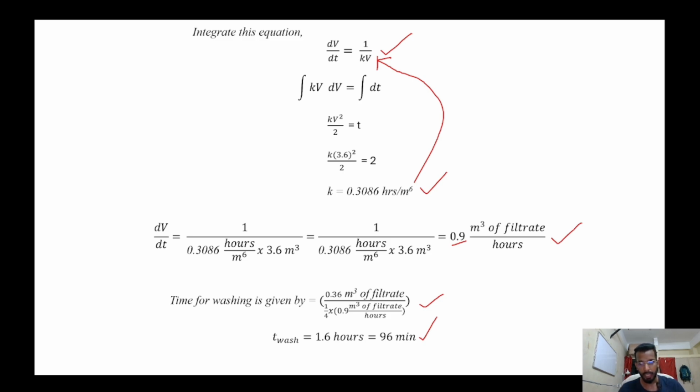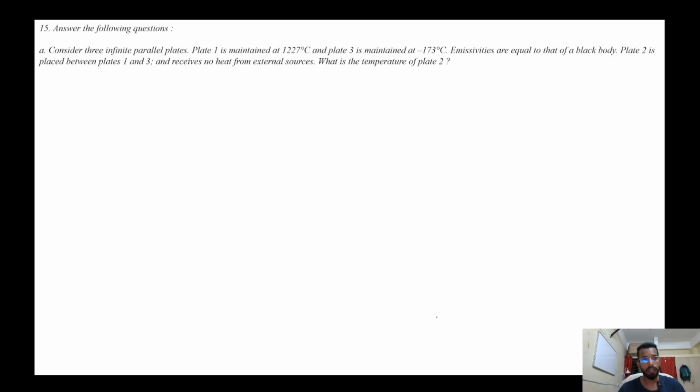Okay, so going to the next question. This is from heat transfer and very specifically from radiation. Consider three infinite parallel plates. Plate 1 is maintained at 127 degrees Celsius and plate 3 is maintained at minus 173 degrees Celsius. Emissivities are equal to that of the black bodies, that means all the emissivity of the plate is equal to 1. Plate 2 is placed between plate 1 and 3 and receives no heat from the external source. What is the temperature of the plate?